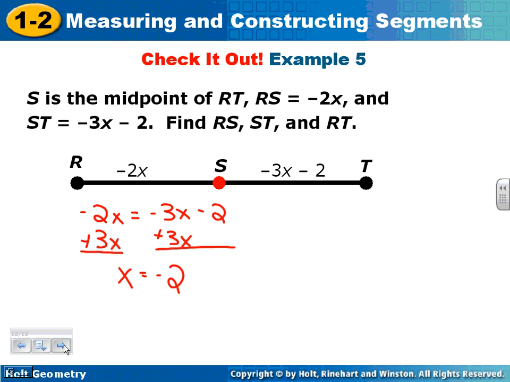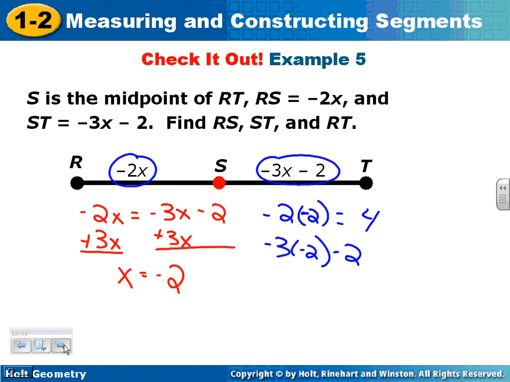So if I start putting things into the negative 2x, that's negative 2x times 2. Oops, I need a negative there. So 2 negatives make a positive 4. The next one, if I put it in here, negative 3 times negative 2 minus 2, that is 6 minus 2. That's also 4. So my whole length would be 4 plus 4, which is 8. So my three answers they want are 4, 4, and 8.